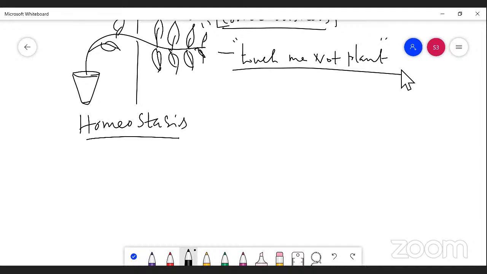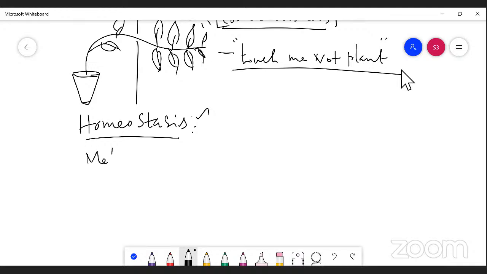homeostasis. What is homeostasis? Homeostasis is the regular self-regulation. Generally, it is self-regulation in a steady state, keeping a steady state despite changes in the external environment, and this is called homeostasis.